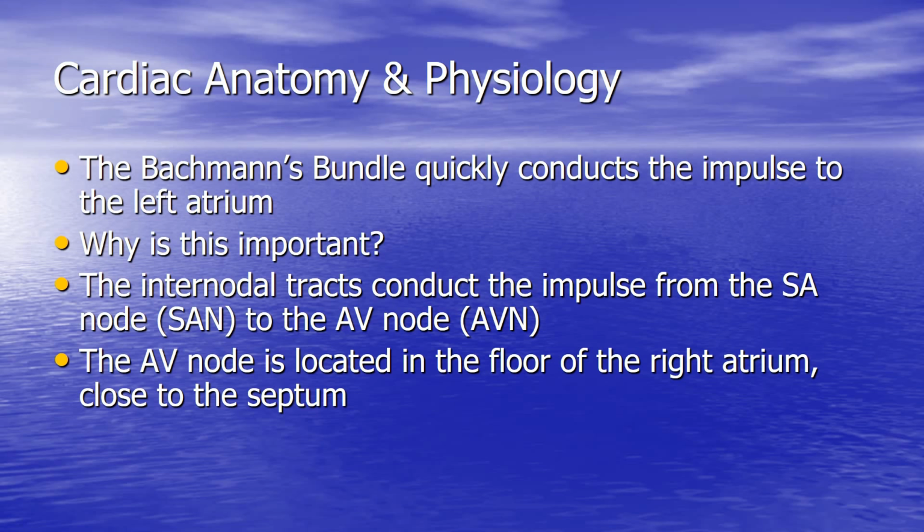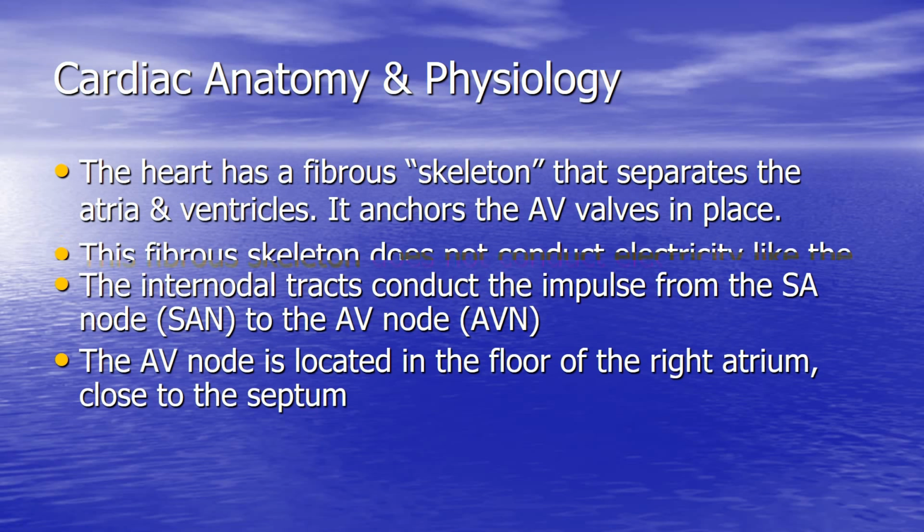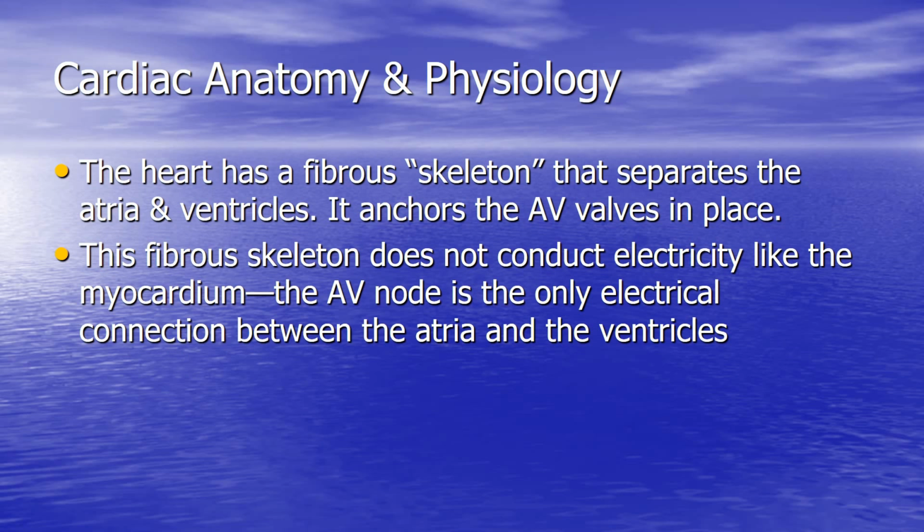We're going to talk about the AV node. It's located in the floor of the right atrium, close to the septum. Just an FYI, the heart has a fibrous skeleton that separates the atria and ventricles, and it anchors the AV valves. The fibrous skeleton does not conduct electricity like the rest of the myocardium. The AV node is the only electrical connection between the atria and the ventricles.